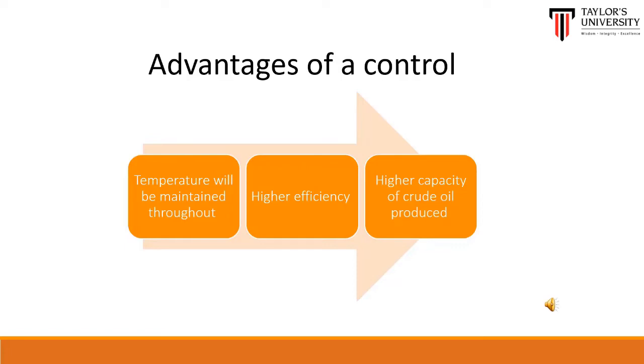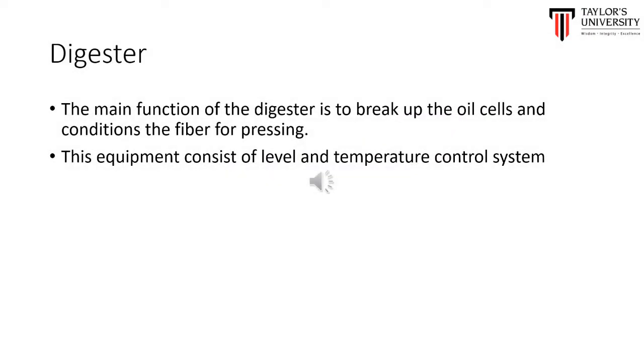Besides, it also ensures that there will be no oil loss. With that being said, crude oil can be produced at a higher capacity. One of the main equipment in this chemical process plant is the digester. The main function of the digester is to break up the oil cell and condition the fiber for pressing.